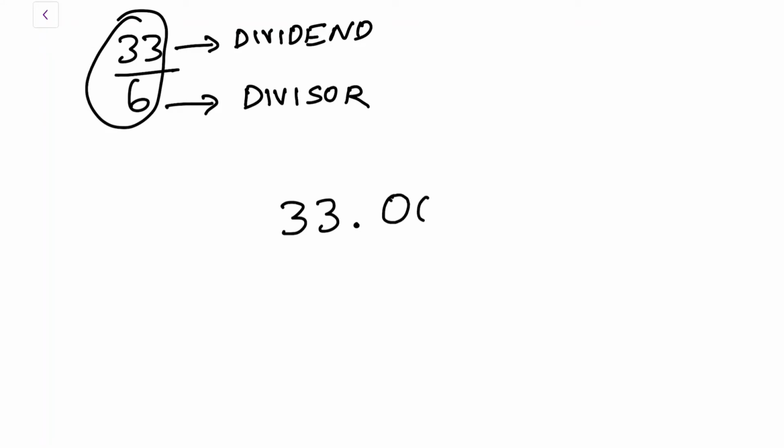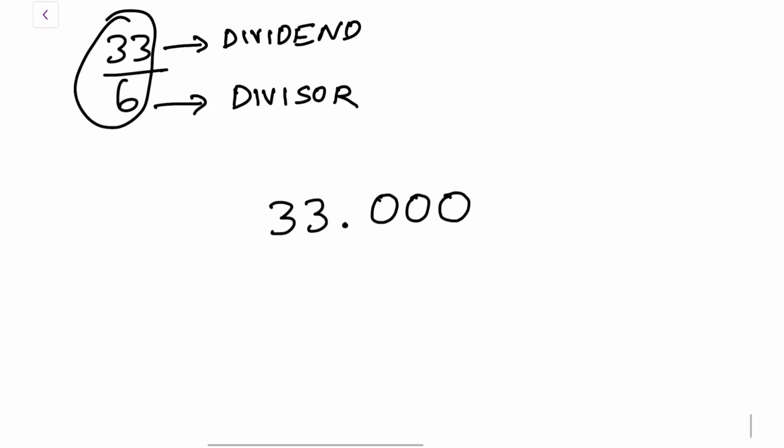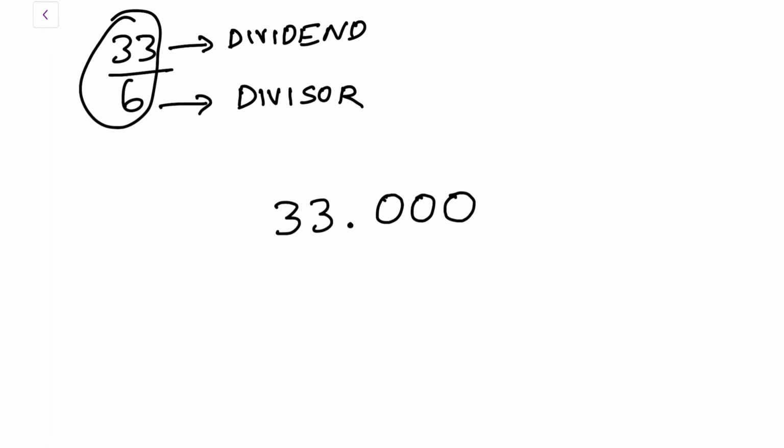How can I write the dividend with 3 decimal places without changing the value? That's right. 0, 0, 0. Just add zeros because the value remains the same. So up to 3 decimal places, 3 zeros. This is your first step. The second step is to divide with the whole number, that is 6, your divisor. All right, you do that.